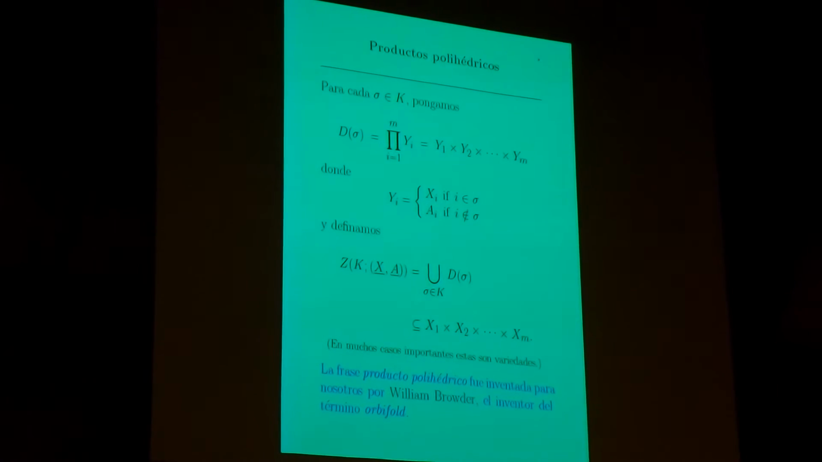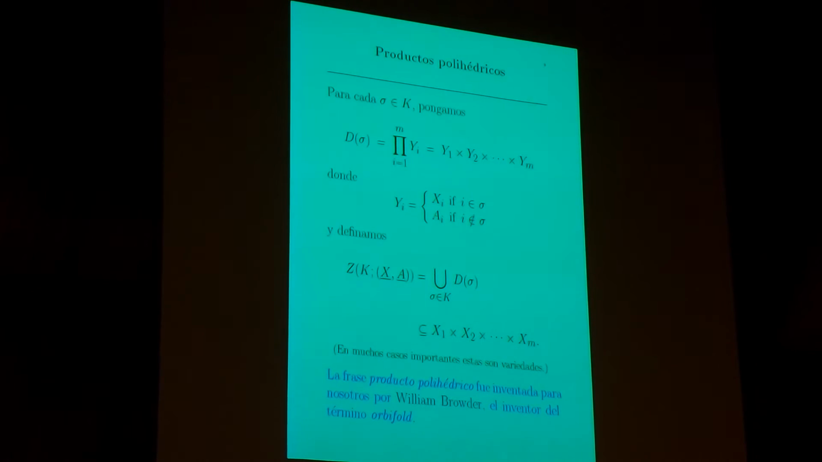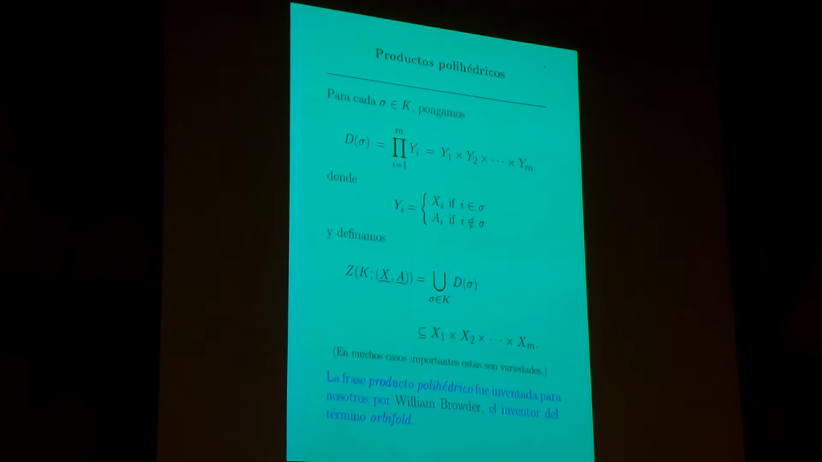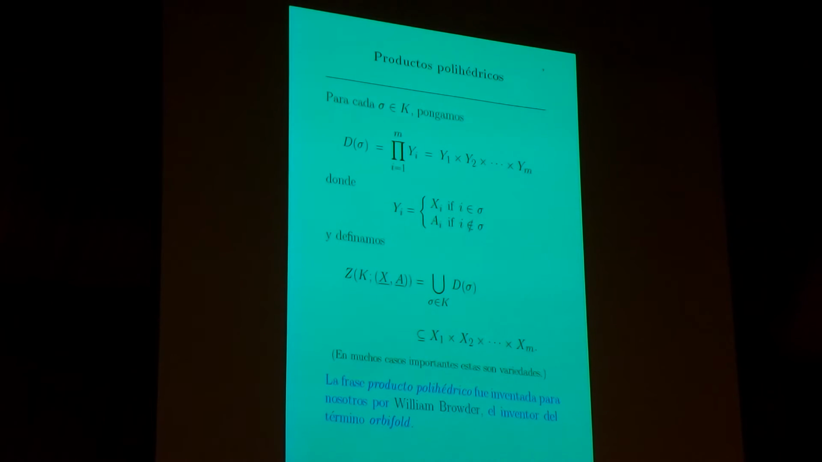I will tell you the rule for making it. This is my one luxury. To make this space, this Z_K(X, A), it is made from Cartesian products, right?